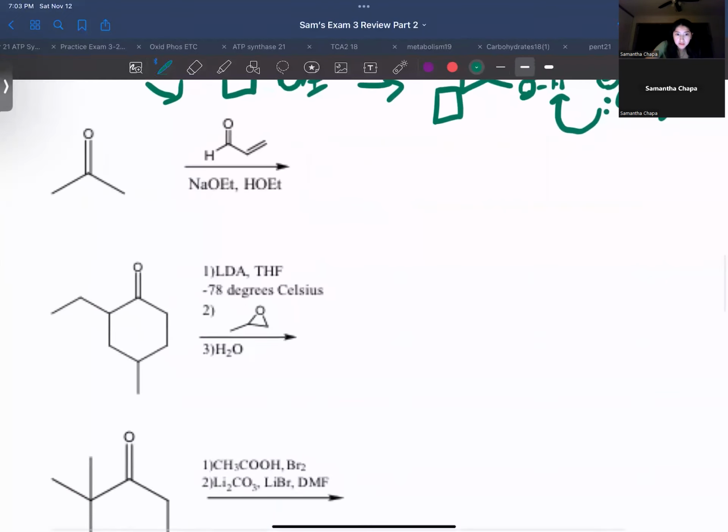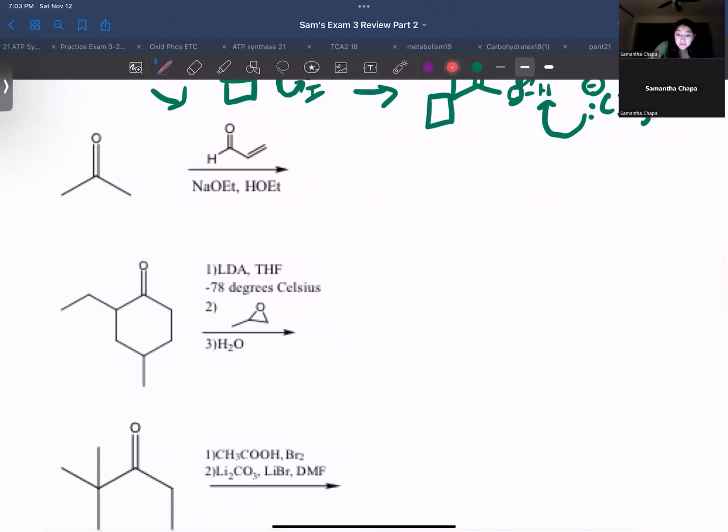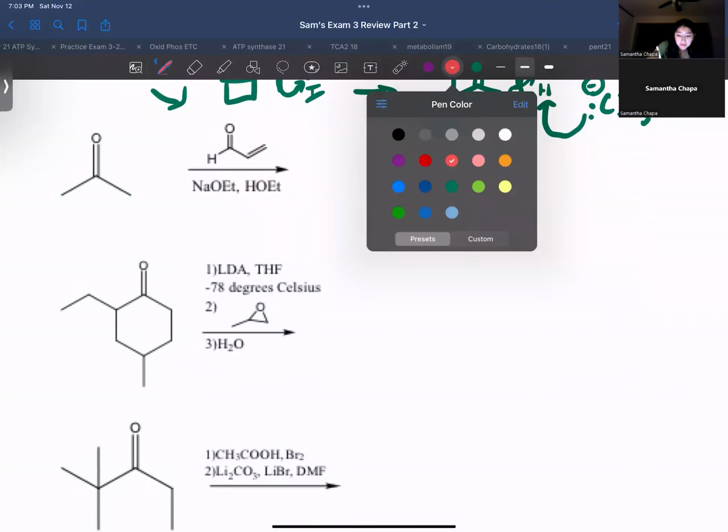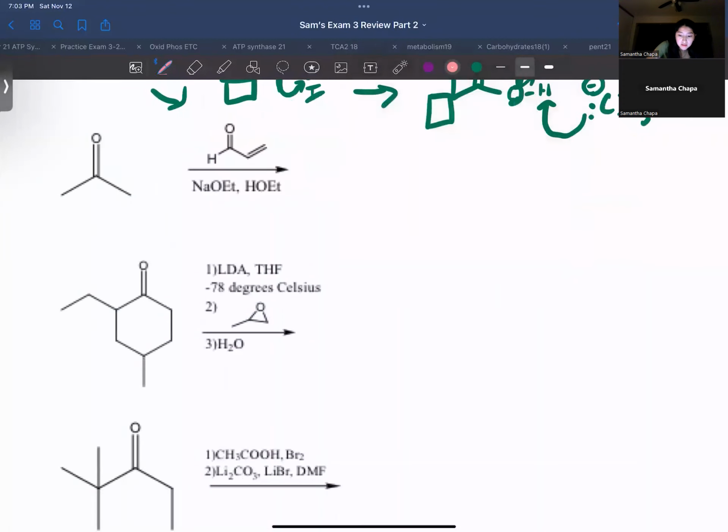Okay, let me do this next one. We have a base. We know that bases like to deprotonate, and we've been talking about deprotonating that alpha carbon for a long time. So then I look at this molecule right here and I notice that it doesn't have a good alpha carbon. It doesn't have a good alpha hydrogen that we can deprotonate. This one, though, has a good alpha hydrogen that we can deprotonate. So that's exactly what I'm going to do. I'm going to deprotonate this and make my enolate.